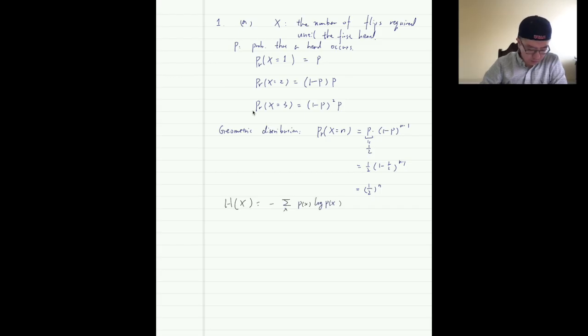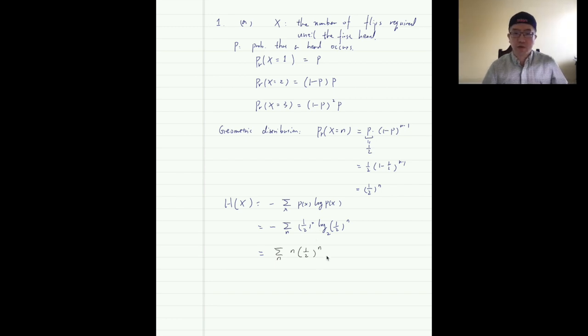We write the sum over n of (1/2)^n times log of 1 over (1/2)^n, and clearly we want to take the log base 2. If we move this minus sign inside, we have 2 to the power of n, and taking the n out, we just have n. Therefore, this is what we have.